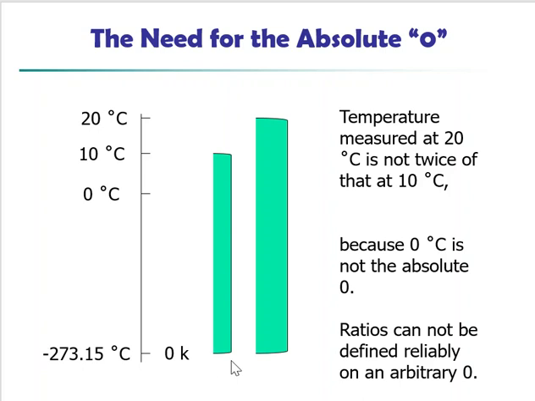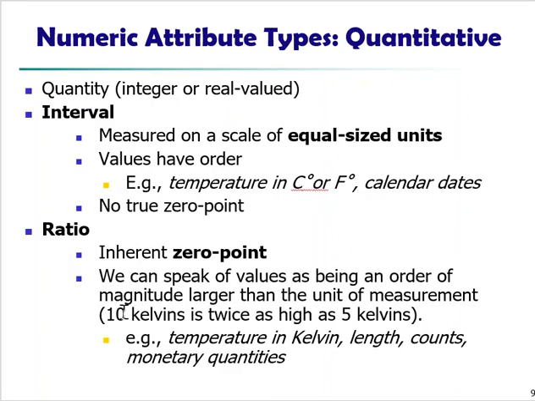So coming back to this slide, temperatures measured in Celsius or Fahrenheit are not ratio data. They are only interval data. And the temperature measured in Kelvin is ratio data. It's ratio scale data, and it's also interval data. Okay.